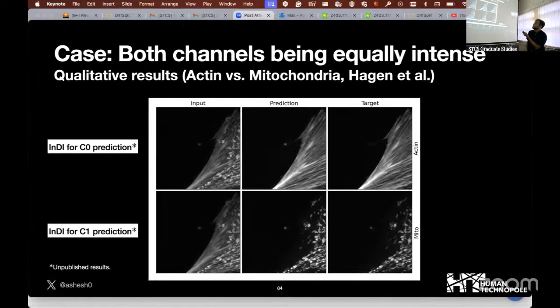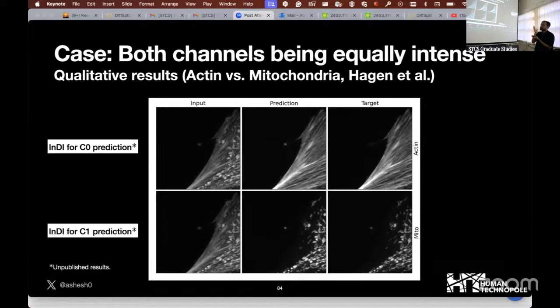So here you have, again, the actin versus mitochondria task. You have two rows because you have two INDIs for the two tasks. This is the input. In this case, both are identical. The two INDIs go from this input to the relevant structure that they were trained on. And if you compare the target with the prediction, I hope that you see that there is a very close resemblance between the prediction and the target. But this is not, let's say, super interesting.